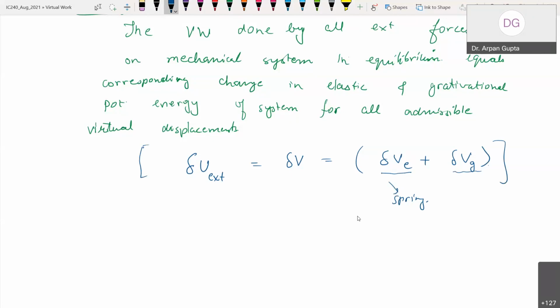So previously we had everything on the left hand side, and that was equal to 0, but now we have brought some terms, work done by the spring and work done by the gravitational force. We are calling this the negative of potential, and then we bring it on the right hand side, so it becomes positive, and that's the expression for the virtual work that we have written.